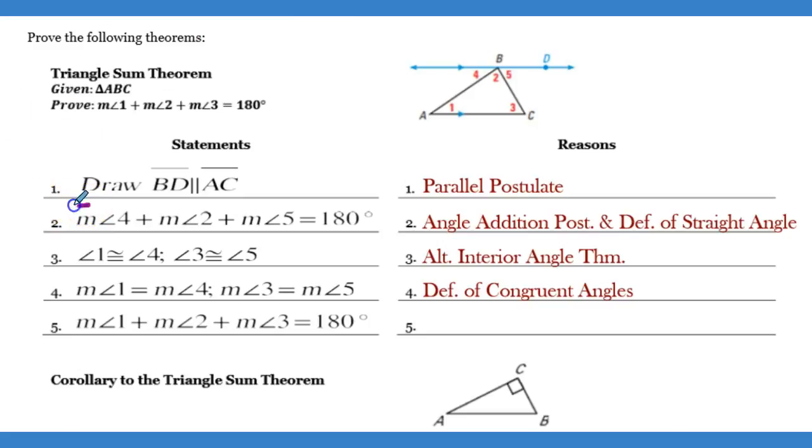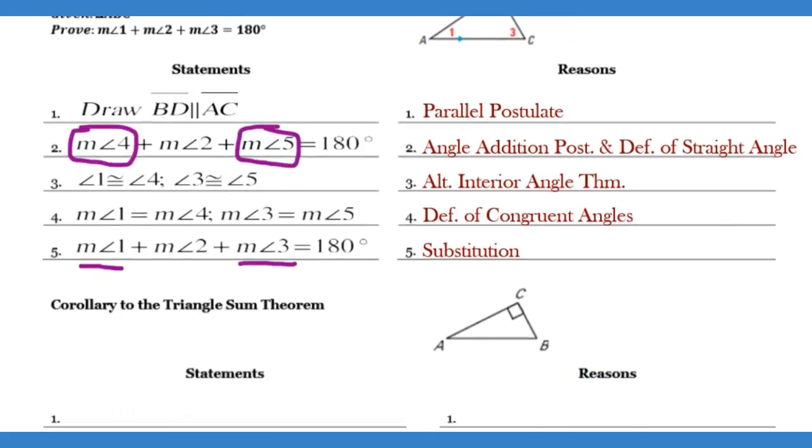Up here, I had the measure of angle 4, and now I'm putting in angle 1. Here, I had the measure of angle 5, and now I'm putting in angle 3. So I have just proved that by substitution, my three interior angles sum to 180 degrees.